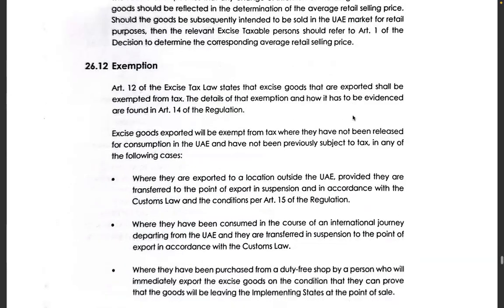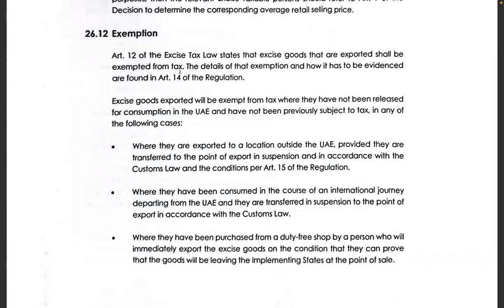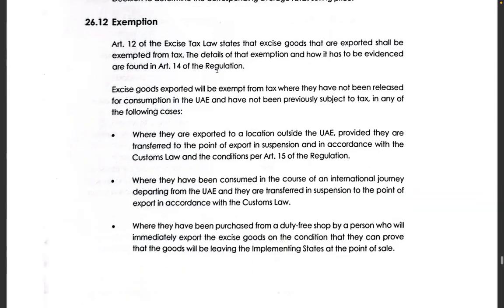So there's another article on exemption. Article 12 of the excise tax law states that the excise goods that are exported shall be exempted from tax. So if the excise goods are exported, they shall be exempted from tax. Usually export attracts zero rating, but in case of excise goods, they will be exempted. The details of that exemption and how it has to be evidenced are found in Article 14 of the excise tax regulation.